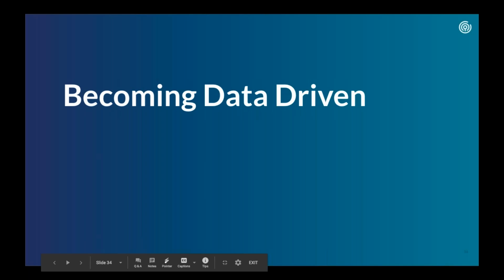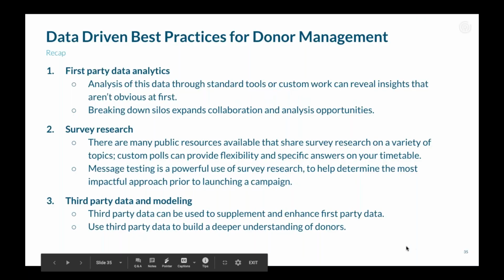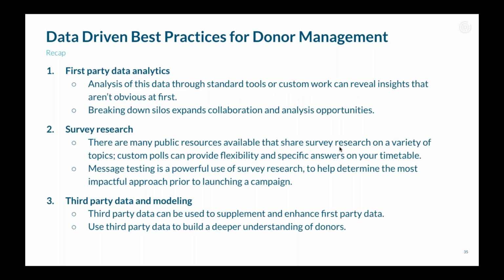With that, I want to provide a quick recap of some of what we shared for best practices in data-driven donor management. We first talked about first-party data. A key point with first-party data is even if you aren't necessarily thinking about it, you likely have a ton of data available to you that with standard tools and a little bit of custom analysis can reveal insights about donors that might not be obvious at first. But it is important to note that first-party data as is only goes so far, and it's important to think about breaking down silos to expand collaboration as well as analysis opportunities.